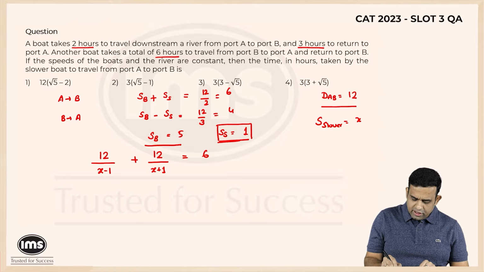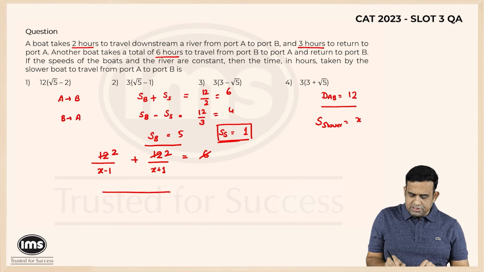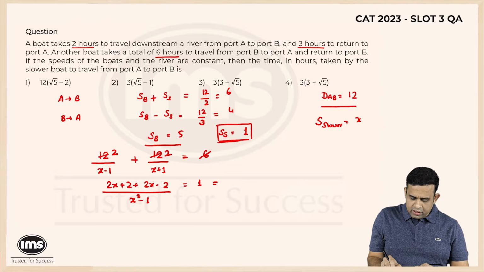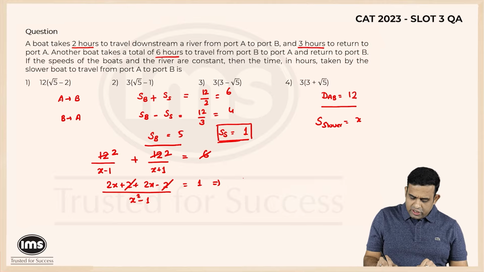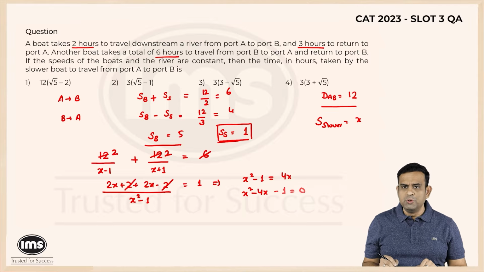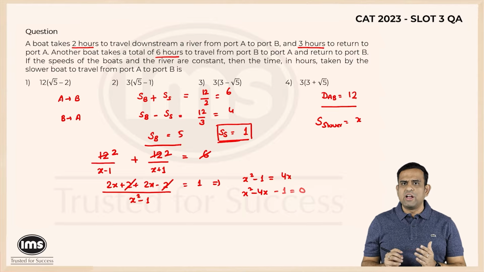So if you look over here, this first of all can be reduced as 2 and 2. Let's take the LCM. So x minus 1 into x plus 1 becomes x square minus 1. Then one will get 2x plus 2 plus 2x minus 2 equals 1. Now, this plus 2 minus 2 is going to get cancelled out. So one will get x square minus 1 equals 4x, or x square minus 4x minus 1 equals 0. So from this I can find out the value of x.